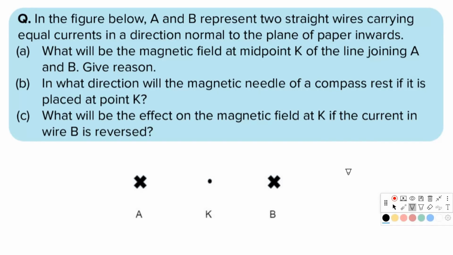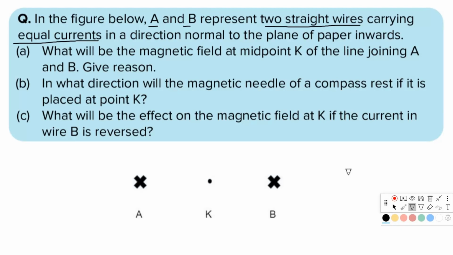The question says, in the given figure, you see some figure like A, B, some two crosses and a dot. So in the given figure, points A and B represent two straight wires carrying equal amount of current. If they carry equal amount of current, you must know that the strength of the magnetic field due to them will be of the same magnitude.